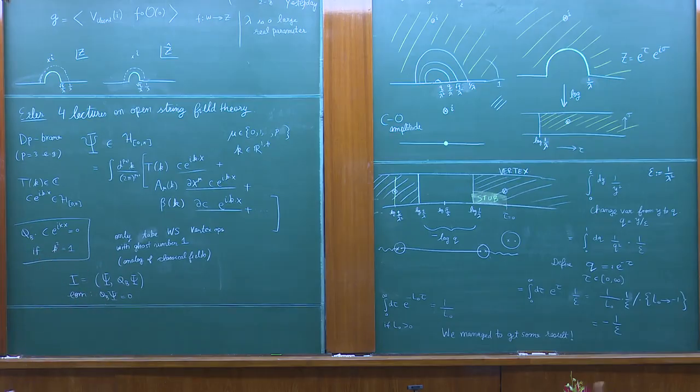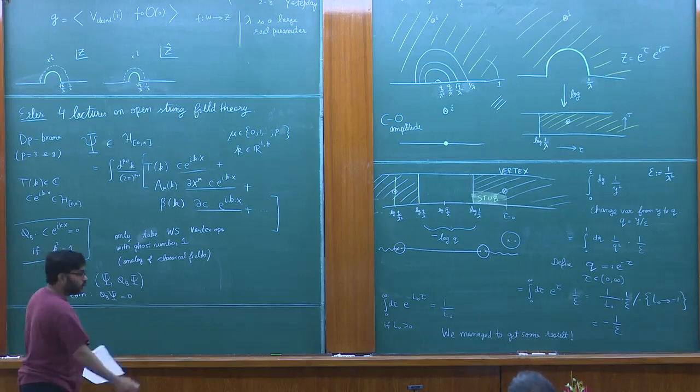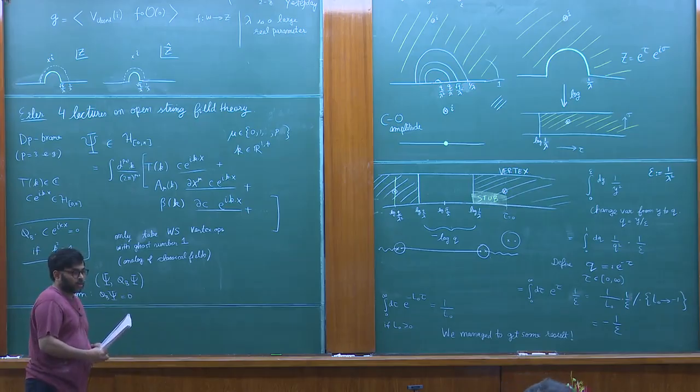You can have two C's and one B, yeah. Anything with ghost number 1 is allowed. The only restriction to write a term here is that it should have ghost number 1. Okay, that's it. Can you explain why there is this constraint?